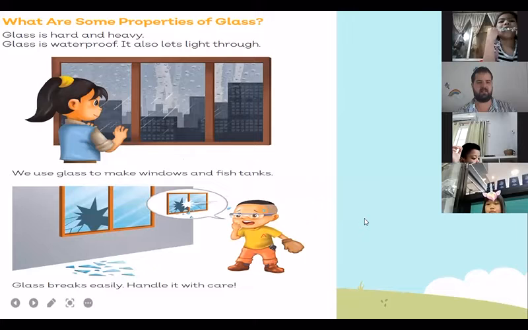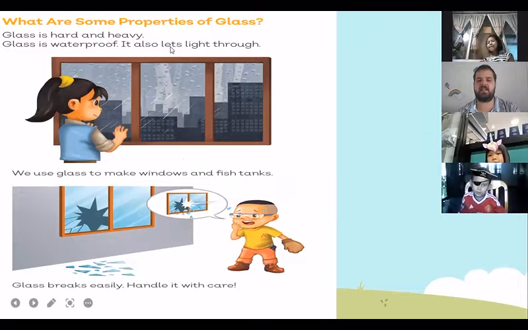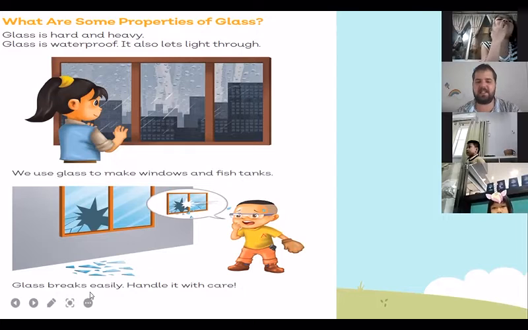Page 65. Okay. It's cold. Some properties of glass. What are some properties of glass? So glass is hard and heavy. Glass is waterproof. It also lets light through, so you can see through glass. We use glass to make windows and fish tanks. So we put the fish in the fish tank. Glass breaks easily.